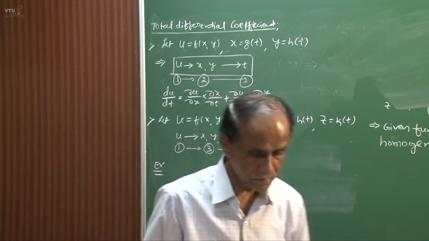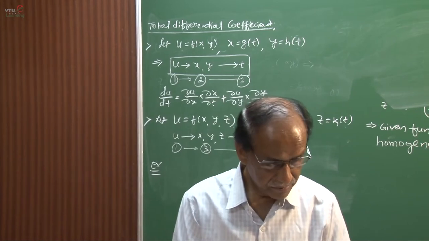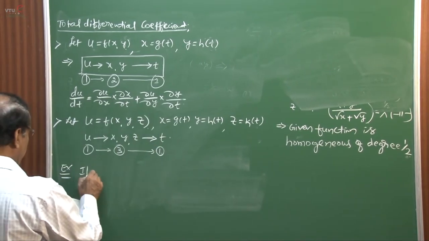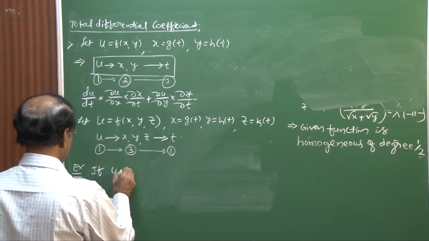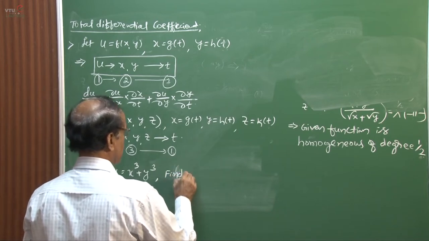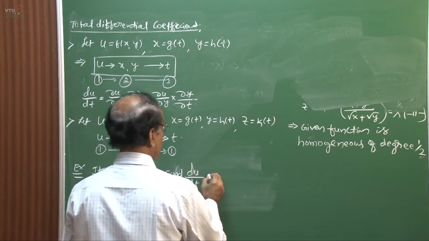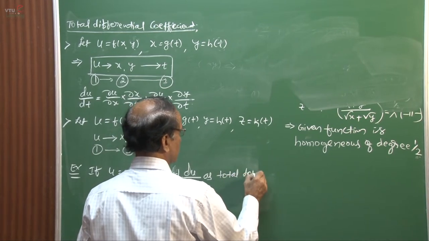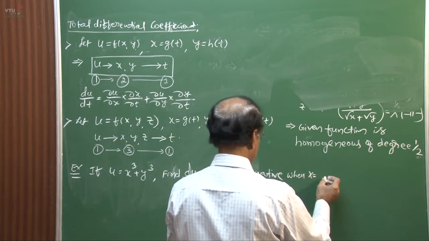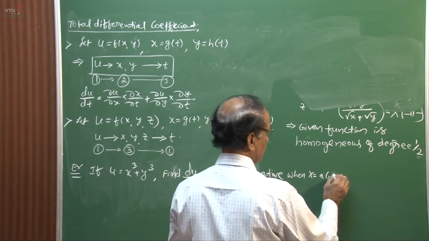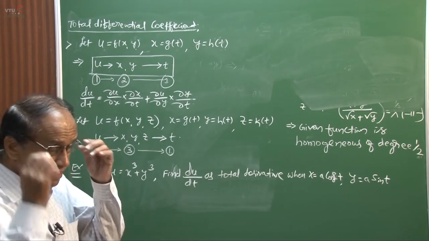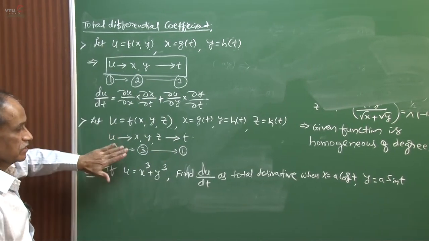First example: if u is equal to x cube plus y cube, find du by dt as a total derivative, when x is equal to a cos t, and y is equal to a sin t. That means we have to take the same type of relation which is going to map with this existing problem.